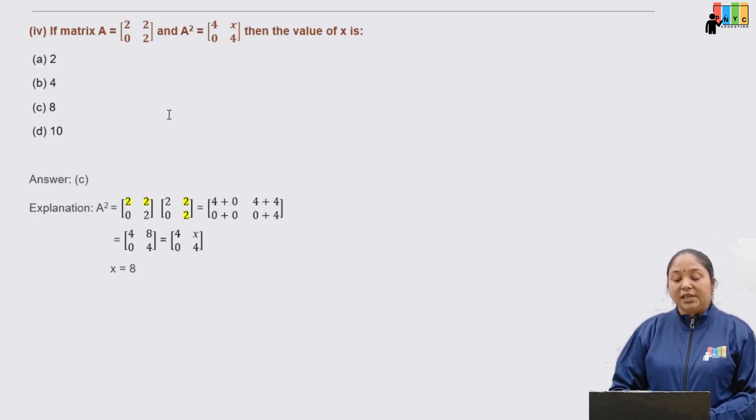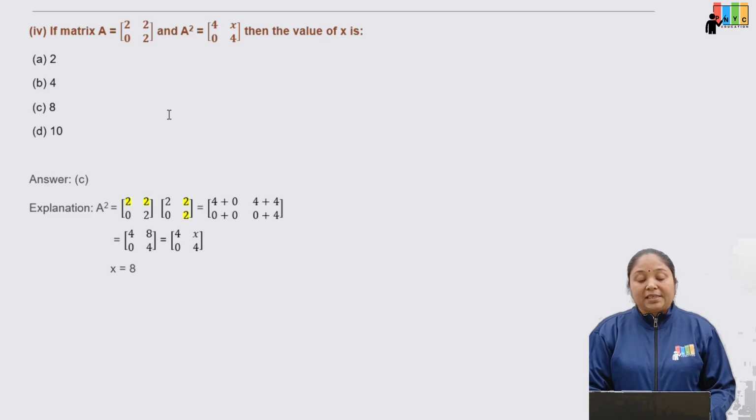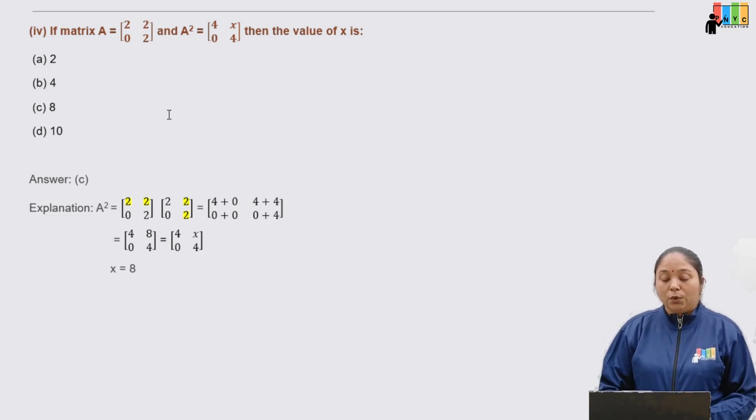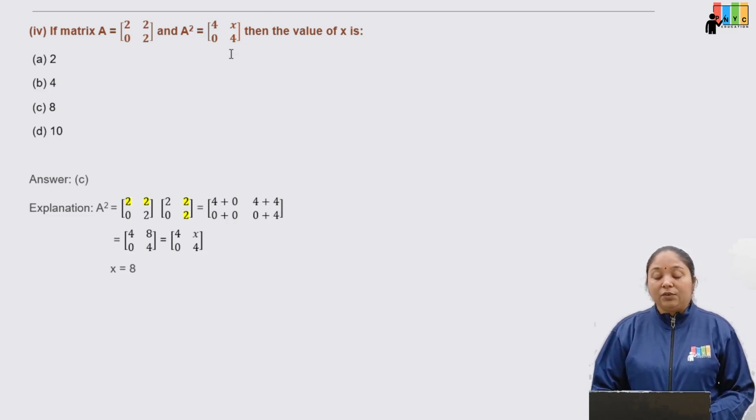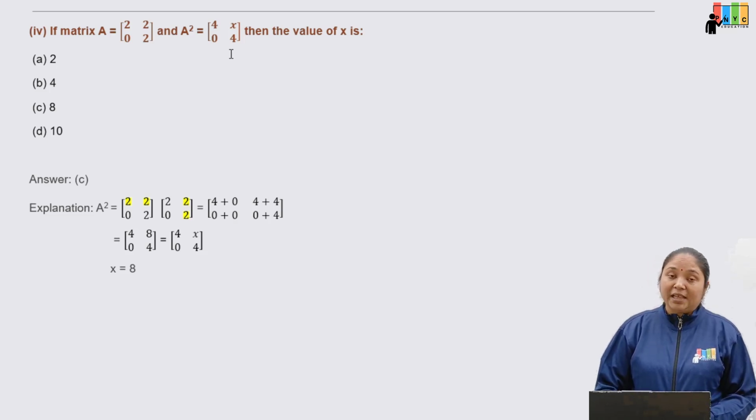Now the fourth question is on matrices. Matrix A is given as a 2 by 2 matrix, 2, 2, 0, 2, and A² is given as 4, x, 0, 4. Then what is the value of x? Now A is given, A² is given. We need to find this x from A². So A² means A into A. How do you multiply? First row, first column, second row, second column, like that.